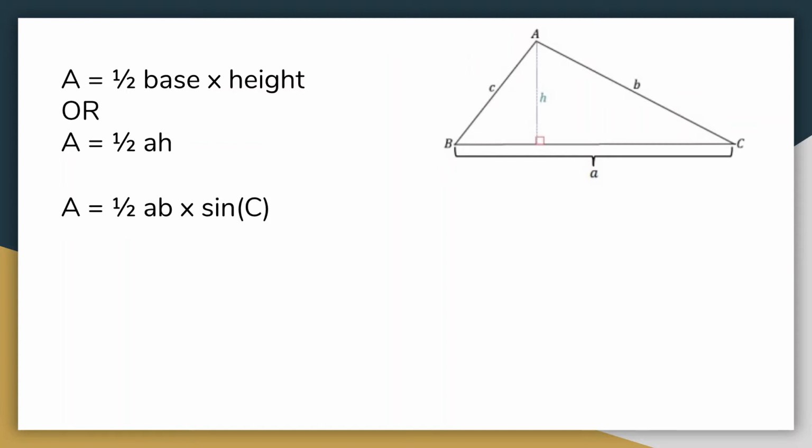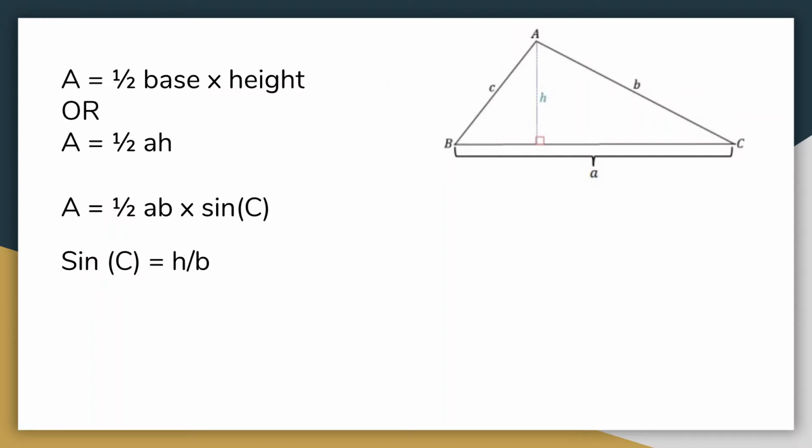I just want to go over a quick and easy proof on why this is true and how this is derived. As with all things in math, nothing just magically appears. Everything comes from something, and this formula is actually derived from our original area formula, which is 1/2 base times height. In this case, this is area equals 1/2 AB times the sine of C, or area equals 1/2 the base times side B times sine of angle C. So if we're going to derive this, let's start with what sine of C is.